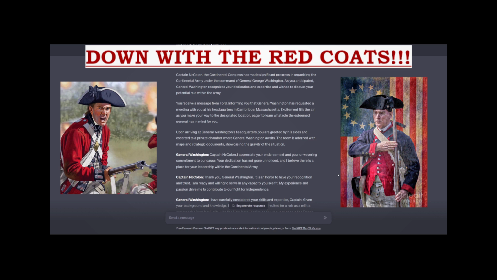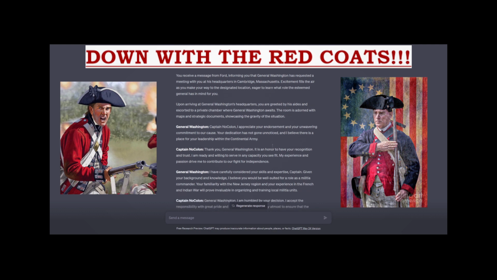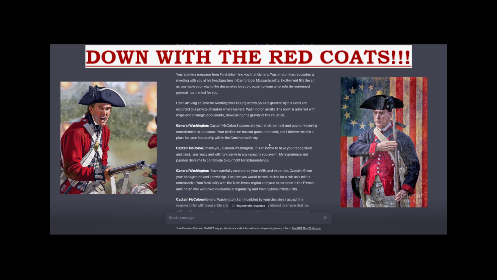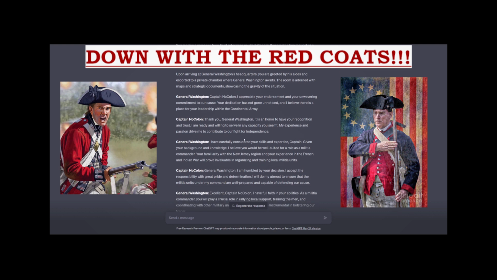Upon arriving at General Washington's headquarters, you are greeted by his aides and escorted to a private chamber where Washington awaits. Captain No Colon, I appreciate your endorsement and your unwavering commitment to our cause. He says that a lot. Your dedication has not gone unnoticed, and I believe there is a place for your leadership within the Continental Army. It is an honor to have your recognition. Okay, blah, blah, blah. Skills and expertise, given your background and knowledge, I believe you would be well suited for a role as a militia commander. Your familiarity with the New Jersey region and your experience in the French and Indian War will prove invaluable in organizing and training local militia units.